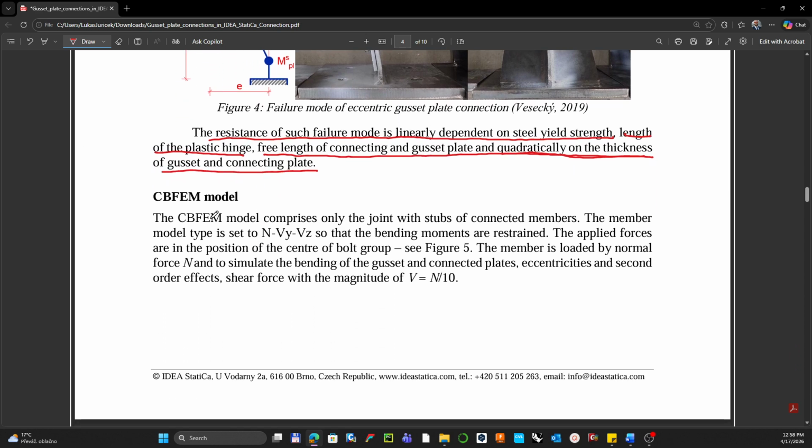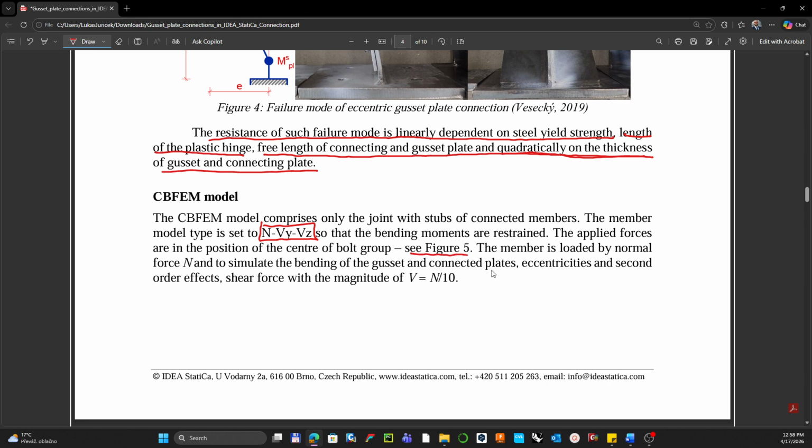So actually the CBFEM model that has been utilized is set as NVYZ. As I mentioned before, the bending moments at the end of the supercondensed element that is invisible are equal to 0. So this is like a prescribed rotation. The applied forces are in the position of the center of the bolt, which we will elaborate more in figure 5.